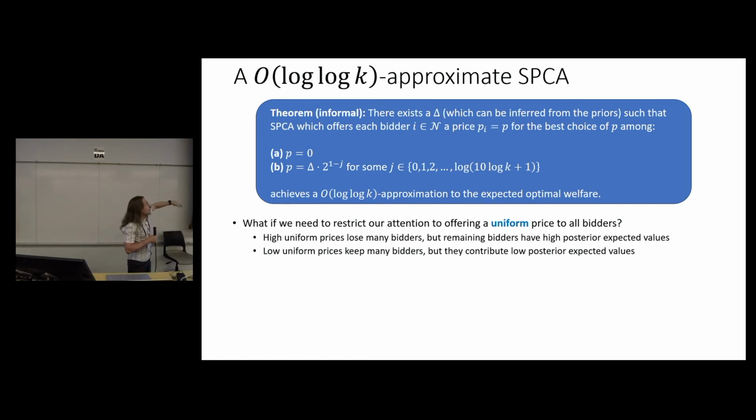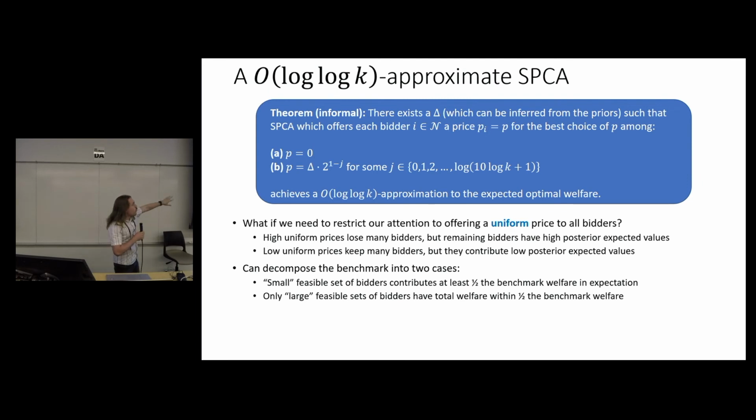On the other hand, we could offer a high uniform price, where this delta is a very high parameter, but we'll possibly lose many bidders. However, for those who accept, we update their posterior, and we know they live in the tail of their distribution, and therefore we can get a lot of expected value from them. And that's how we prove it: we decompose the benchmark into two cases. If small sets of bidders contribute at least half, we want to get those by offering high prices. Whereas if only large feasible sets of bidders contribute at least half of the welfare, we offer a low uniform price, this p equals 0.